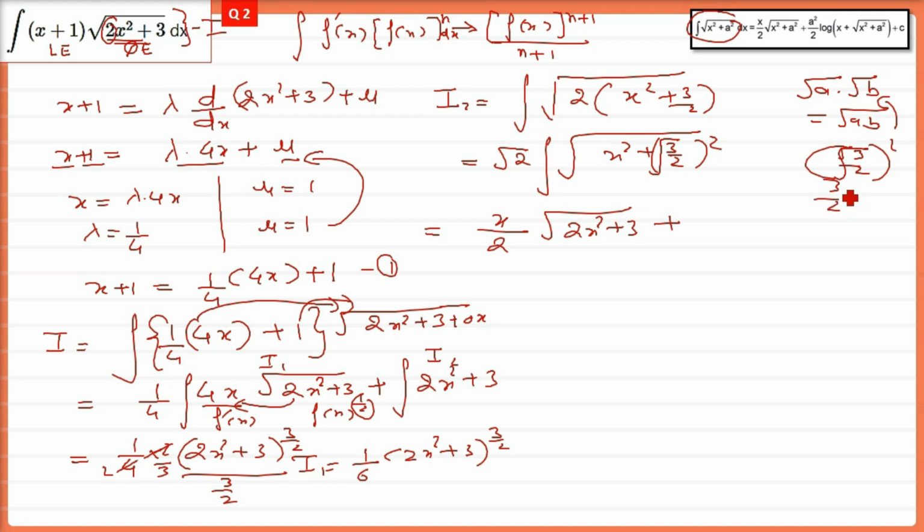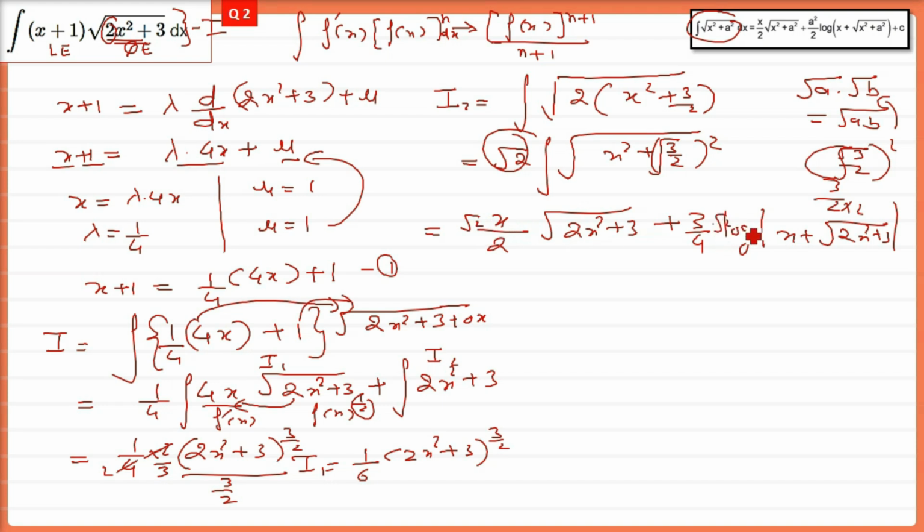How about a square by 2? A is root 3 by 2, a square is 3 by 2. So root 3 by 2 whole square is 3 by 2 only and divided by 2. So 2 into 2 is 4, 3 by 4. Then we have a log. Then inside this modulus, we have x plus under root x square plus a square, which remains the same, which is 2x square plus 3.